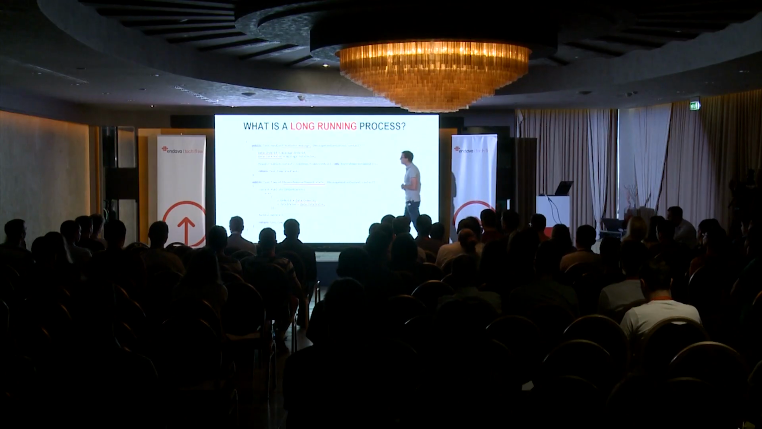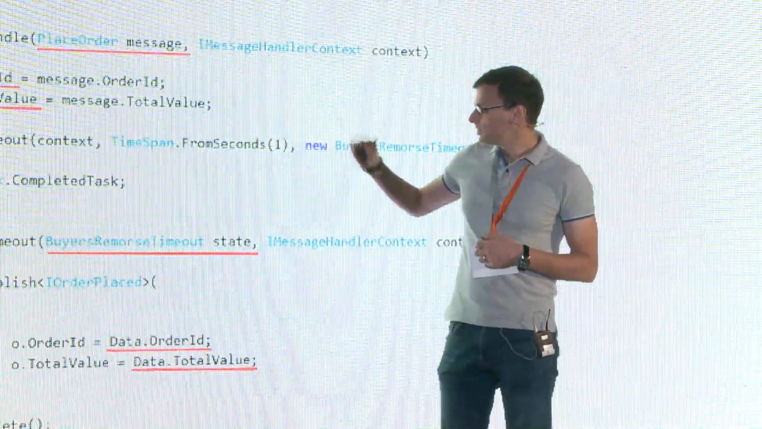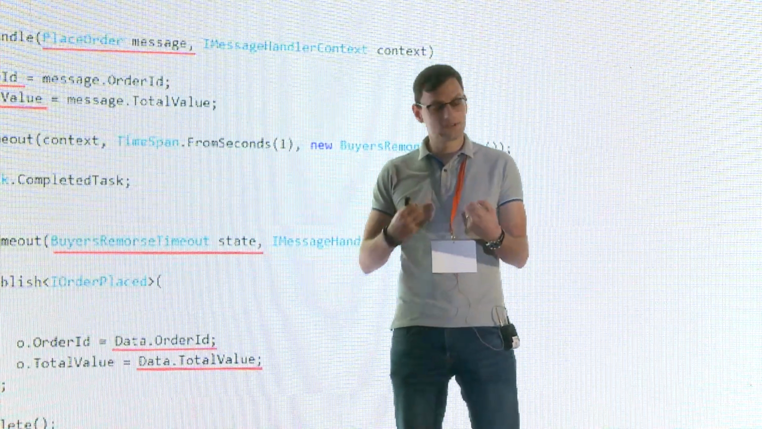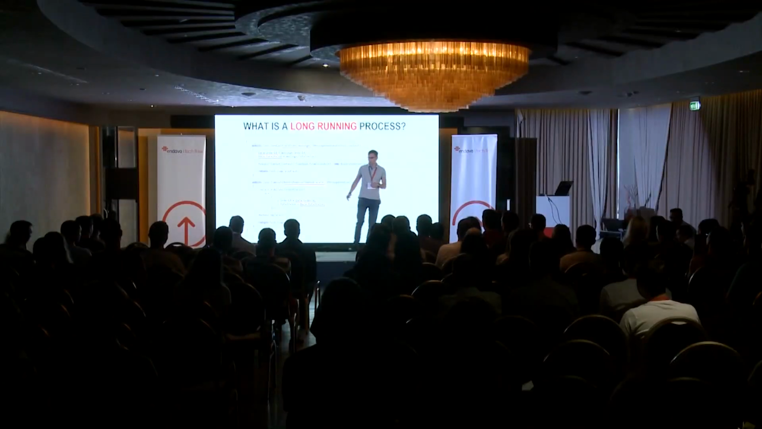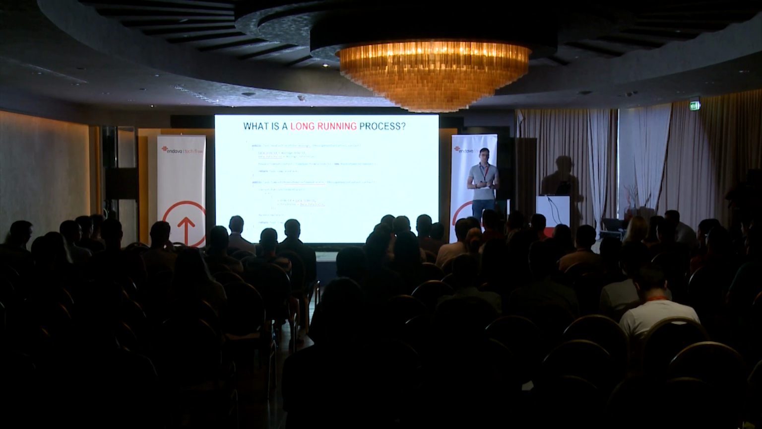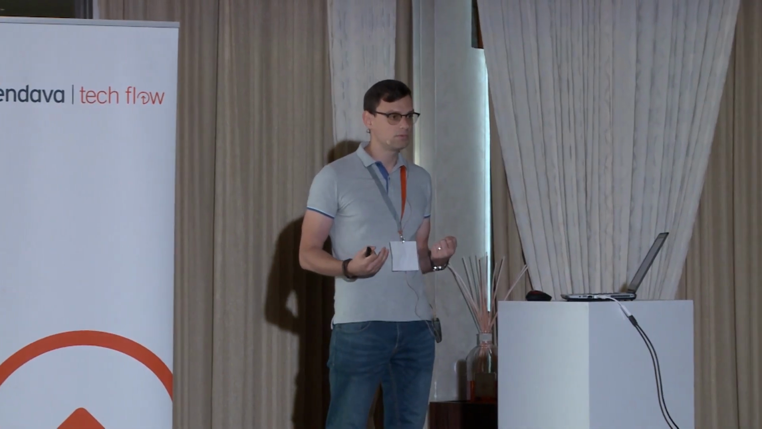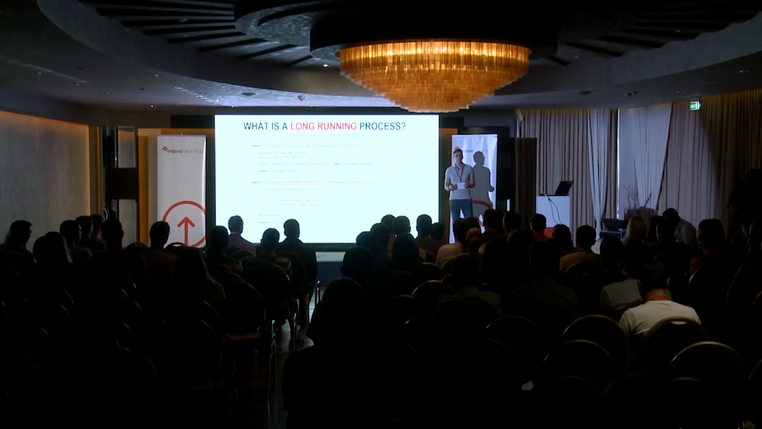So in this case, when we get the place order message, we save the order ID and total value and request a timeout. When we get the timeout, we will hydrate the same process instance, read the data that we saved, the order ID and total value, and publish an event. So that's basically it. Long running means that the same process instance handles multiple messages. And long running doesn't mean long in the sense of time, at least not for people. We can have long running processes that are done in milliseconds. And also, it doesn't mean that it will actually process most of the time. It will actually wait for the next trigger most of the time.